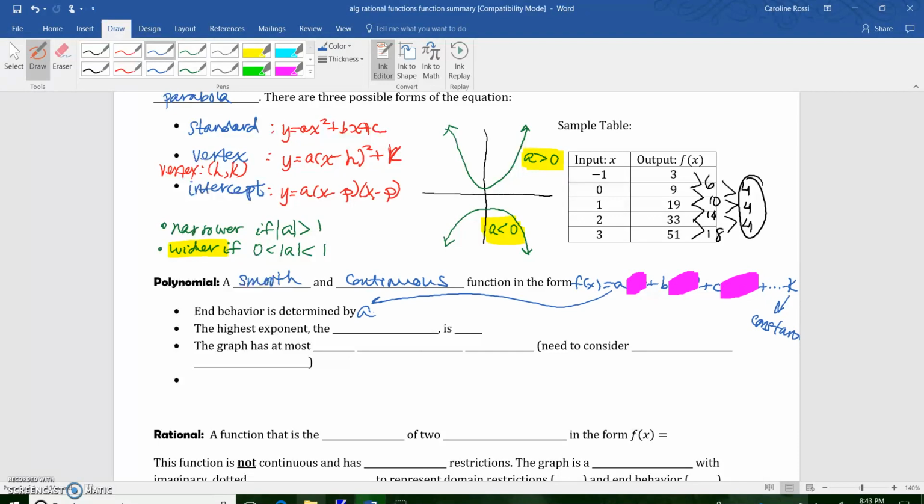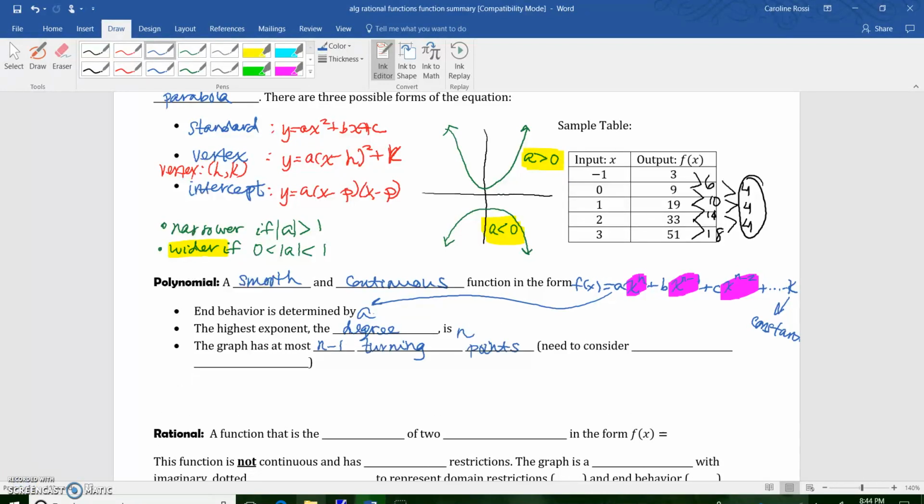The highest exponent, or the degree, remember, don't forget what that word means, is n. So the exponent that is the largest. Keep in mind, now that you've done enough polynomials in your time, we didn't specifically say this, but let's say I have a polynomial of degree 4. So 4 will be n. I can have up to 4 zeros. And if there are 4 zeros, you need to consider turning points sometimes. So if I'm going to connect my 4 zeros, that'd be 1, 2, 3, 4.